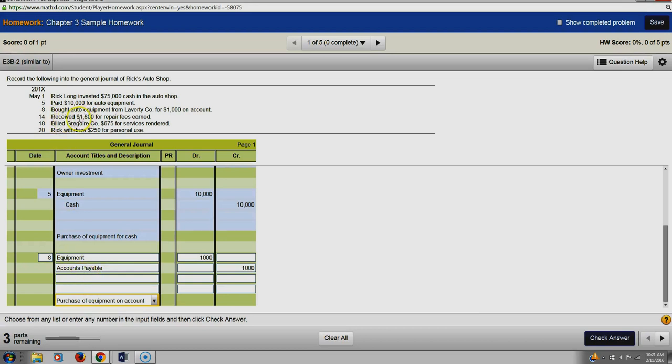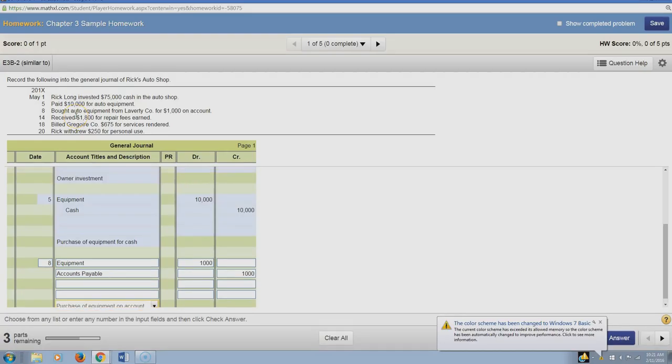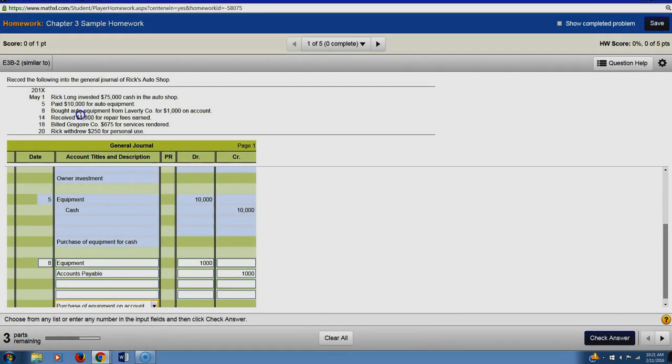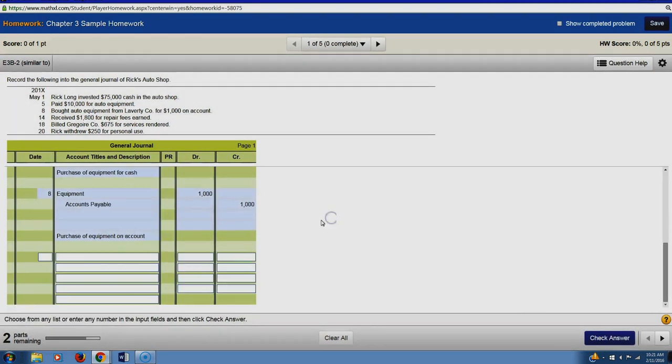The 14th, we're earning some money here, so we gave the customer a bill or an invoice, and he handed it over to you immediately. This is a cash revenue, so it's not a revenue on credit. So let's just check the answer and make sure we're right. Good, and then go to the next.